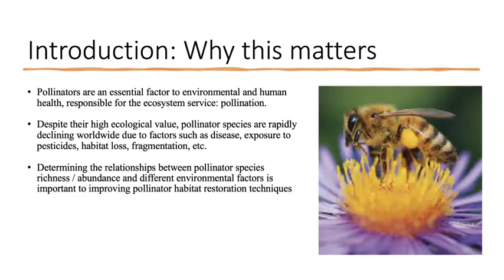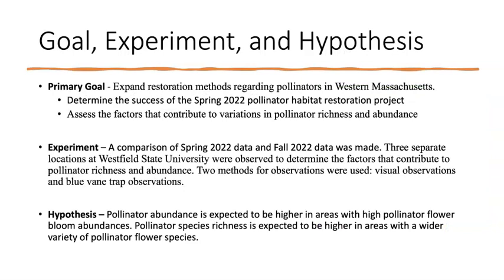Determining the relationships between pollinator species richness and abundance and different environmental factors is important to improving pollinator habitat restoration techniques. The primary goal of this project was to expand restoration methods regarding pollinators in Western Massachusetts. To do so, I decided that I needed to determine the success of the Spring 2022 Pollinator Habitat Restoration Project, and I needed to assess the factors that contribute to variations in pollinator richness and abundance.